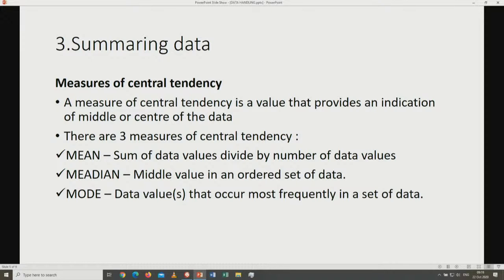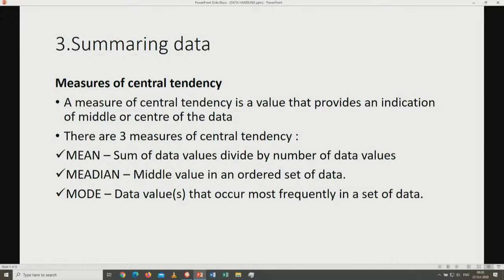Now let us go to the second measure of central tendency, which is the median. It is the middle value in an ordered set of data. It is very important, learners, that because of the word ordered, our data should be in order before we calculate the median. Our data must be in a particular order, ascending, or sometimes descending.